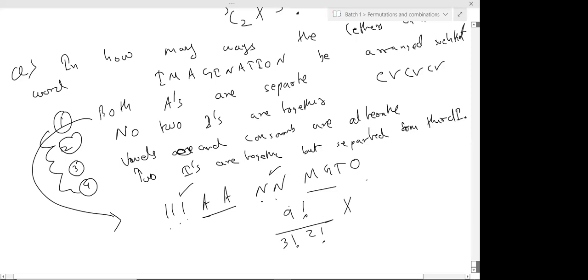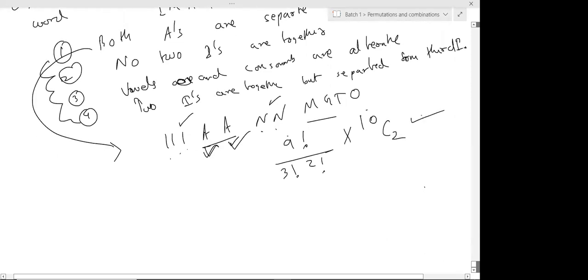Now 9 letters have 10 gaps in them, and I have to fill them with 2 A's, so 10C2. I don't need to arrange the gaps because we have similar things here. So this is the answer to the first part. In the second part, the same is for I's.